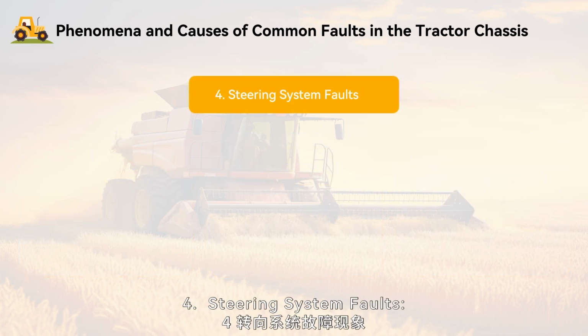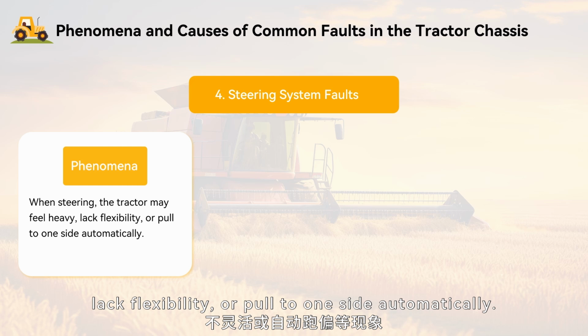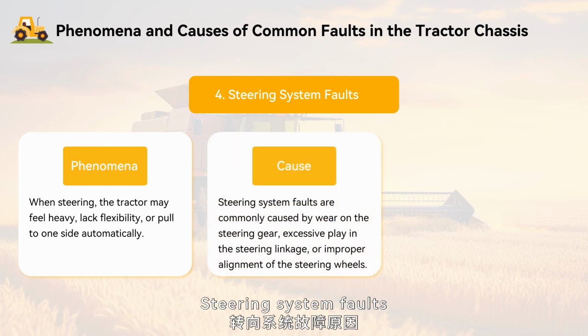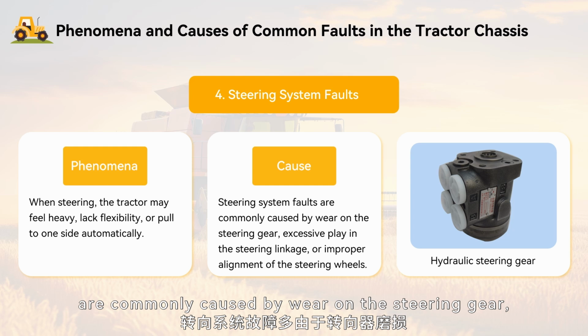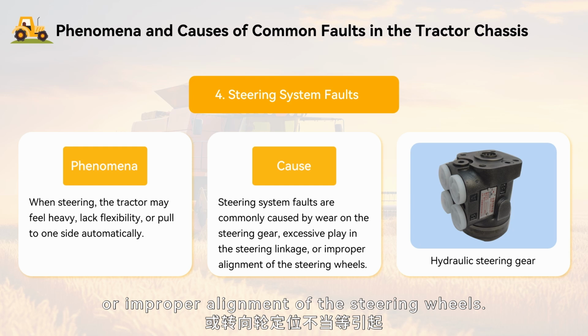4. Steering system faults. When steering, the tractor may feel heavy, lack flexibility, or pull to one side automatically. Steering system faults are commonly caused by wear on the steering gear, excessive play in the steering linkage, or improper alignment of the steering wheels.